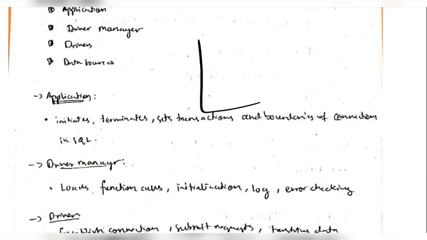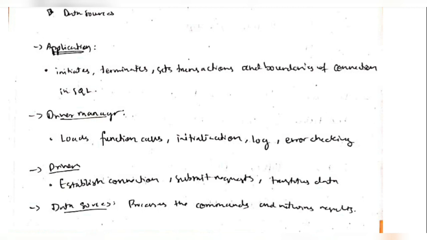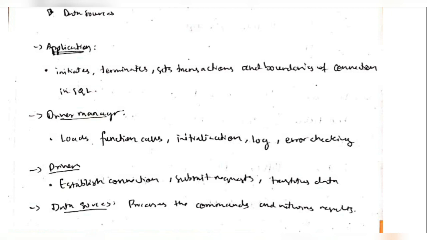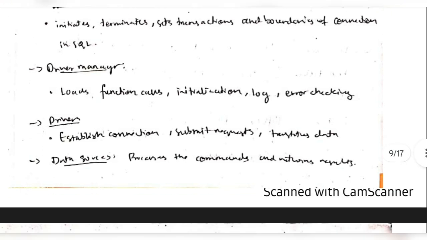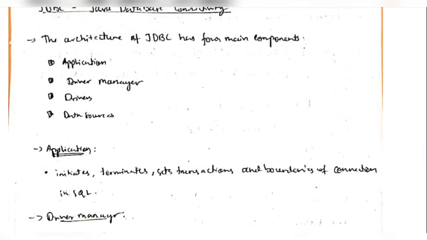Application is the user interface which you see when you open a browser, that initiates and terminates the transactions and the boundaries of the connection. The next one is the driver manager. Think of it as a compiler. It loads the drivers, initializes the variables, logs into the system and checks for errors, and after that is all done, it will be executing the program. By using drivers and data sources, we'll get the data and execute the program. These are the four main components of Java database connectivity.